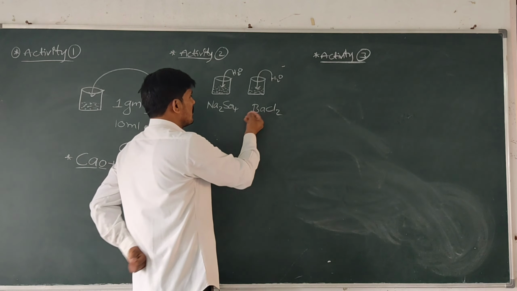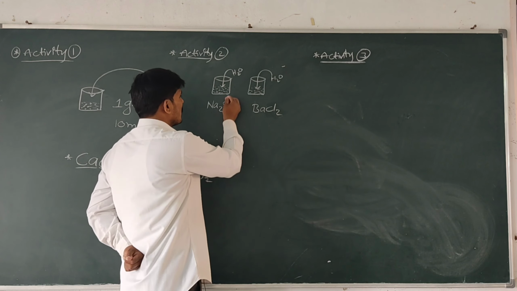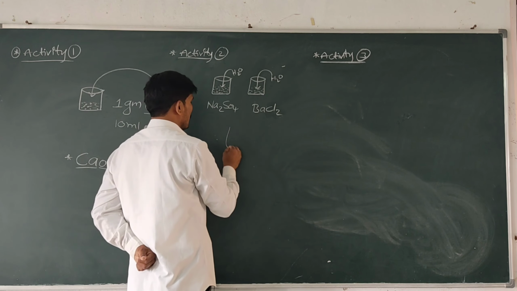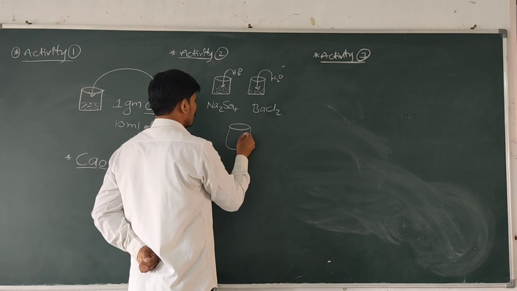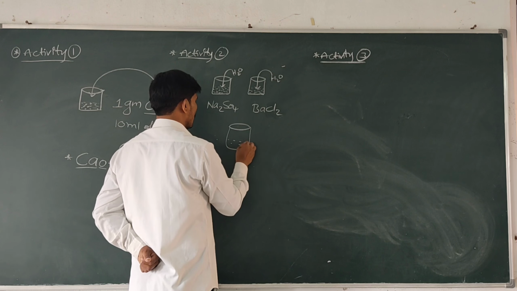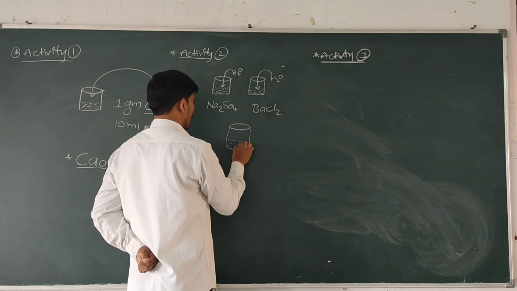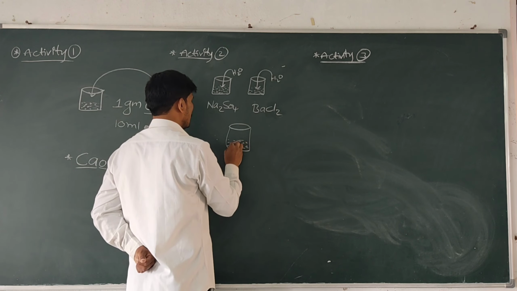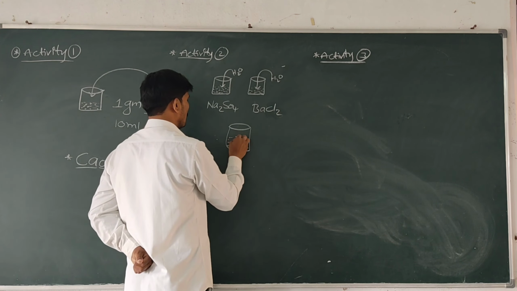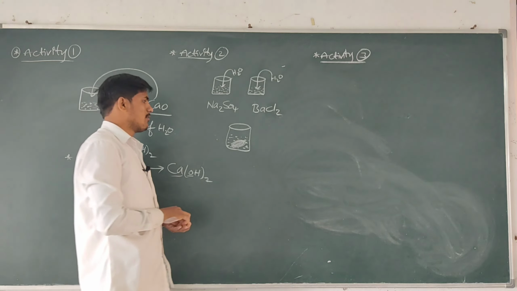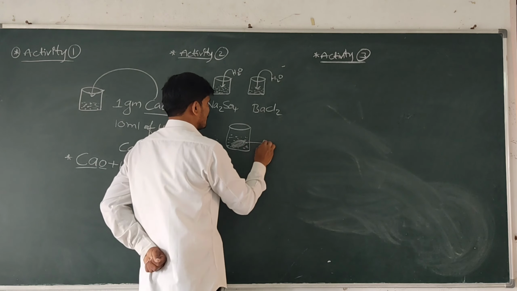Now mix the two solutions in a big beaker. At that time you observe that a white precipitate is formed at the bottom of the beaker. A white precipitate is formed in this beaker. Here, what is meant by precipitate?